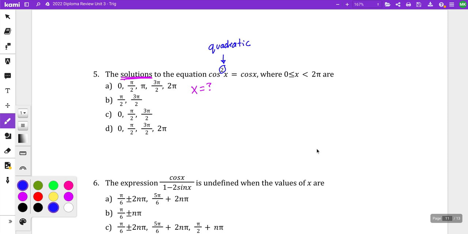So I'm going to take this equation, I'm going to try to make it equal 0, then I'm going to try to factor it. You can do both those things. To make it equal 0, I would subtract cos x from both sides. That gives me cos squared x minus cos x. Those are not like terms. Those things cannot go together. That's like saying x squared minus x, right? Those two things could not go together.